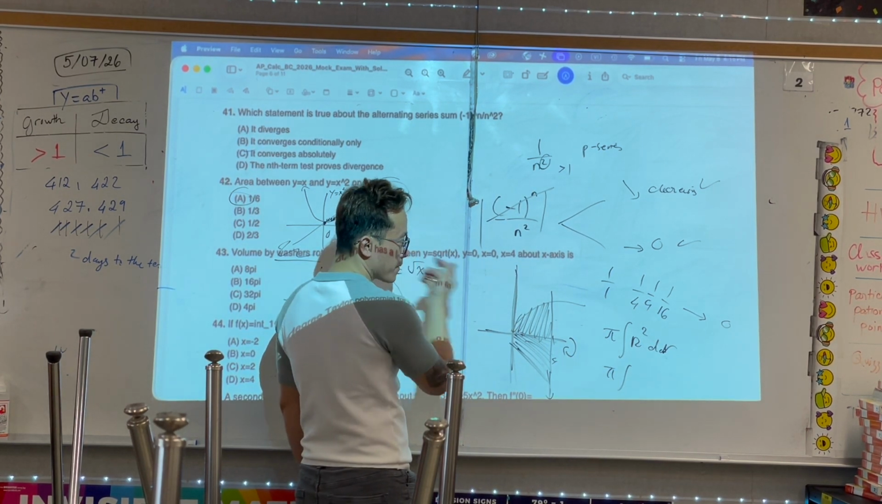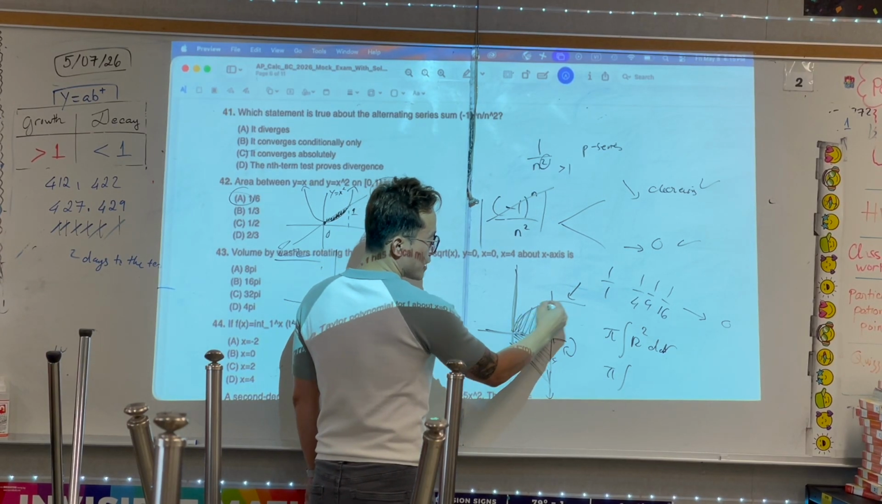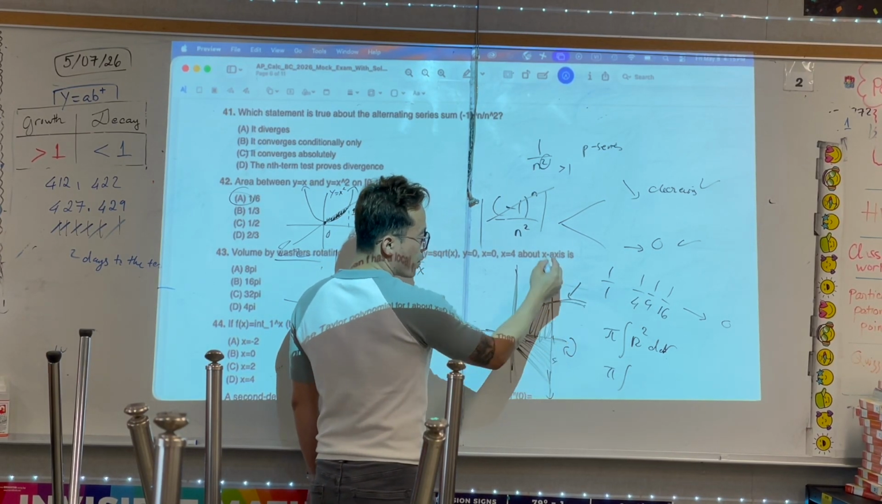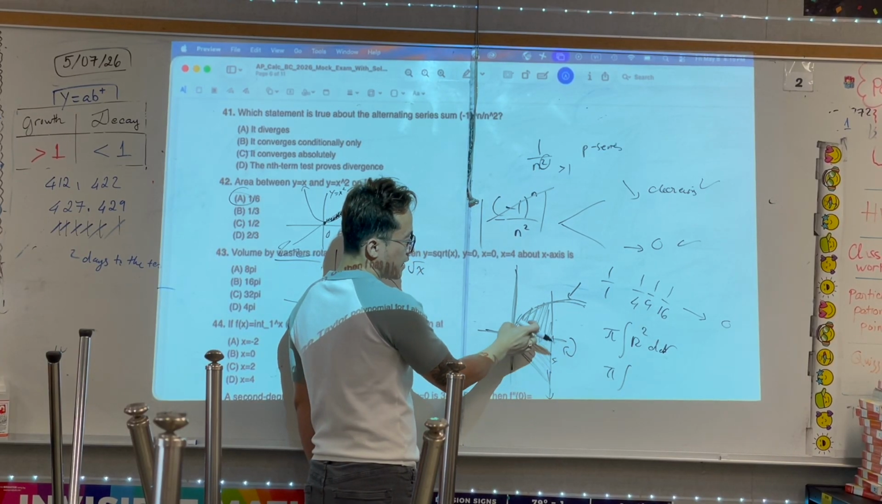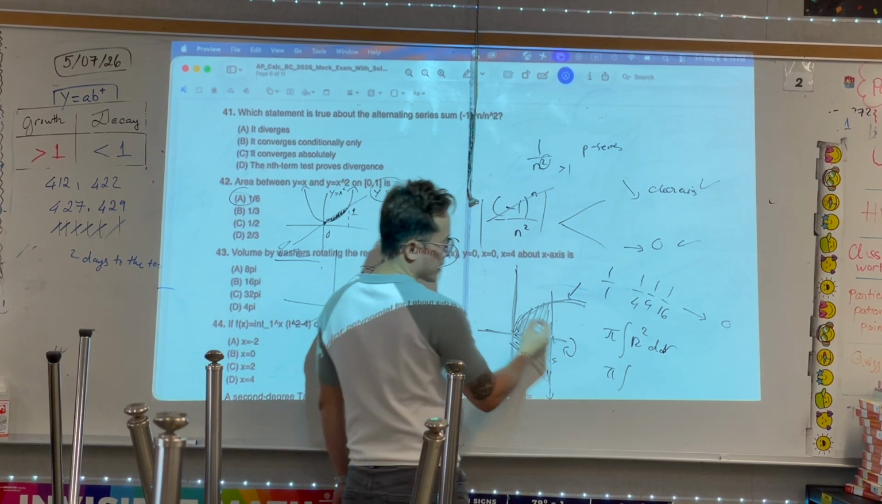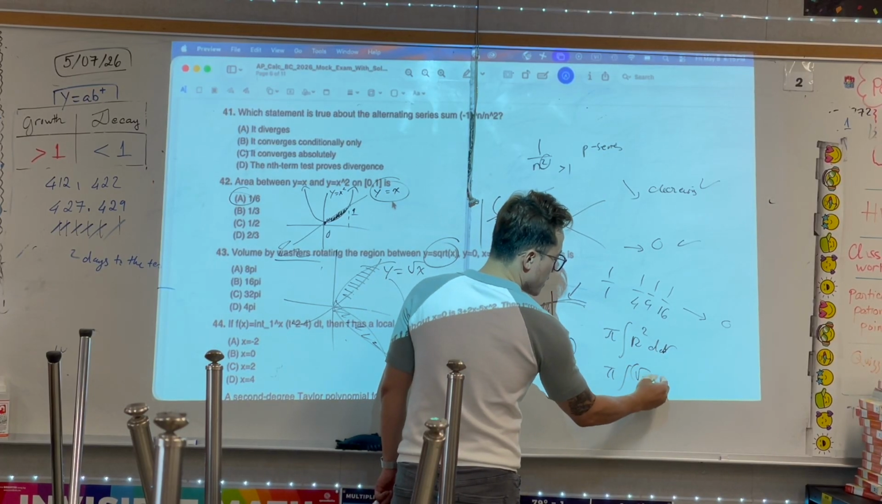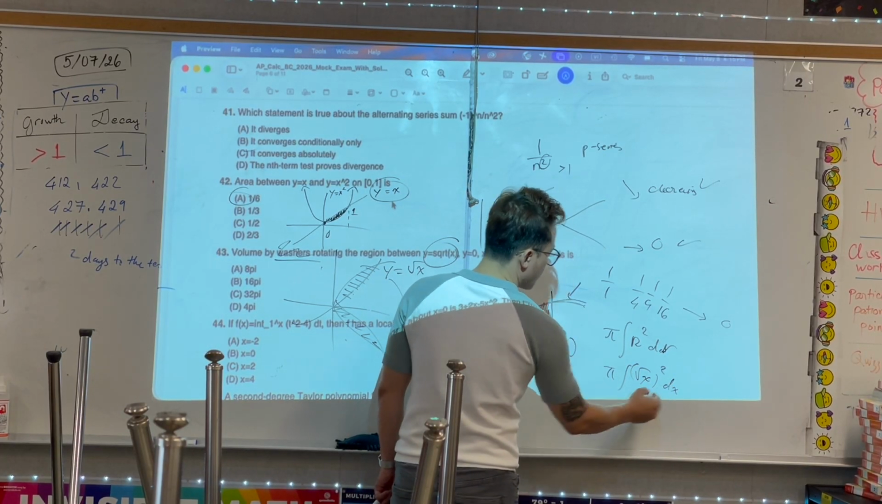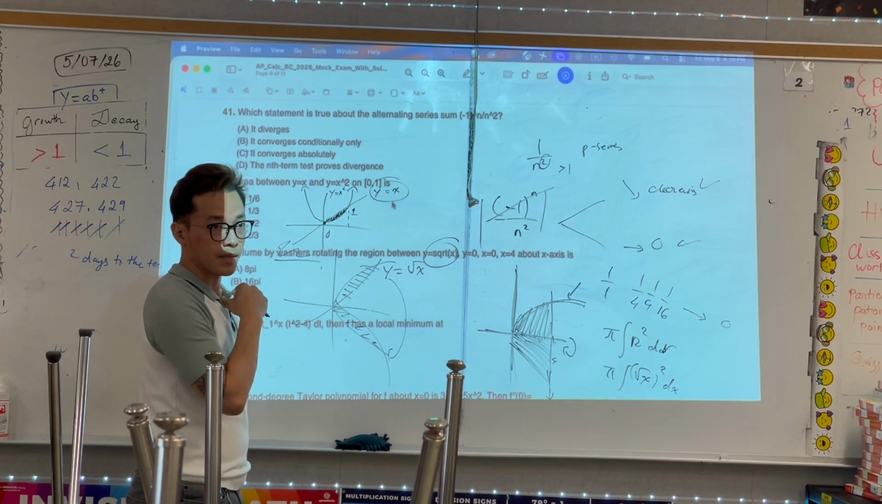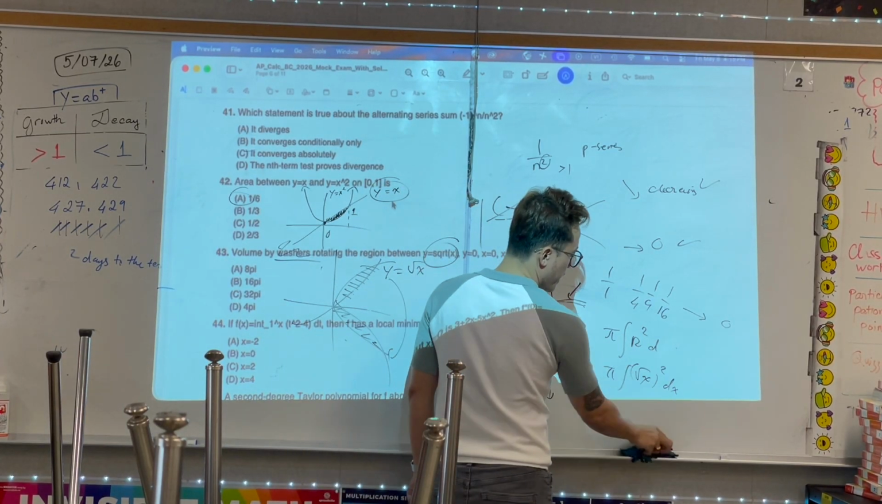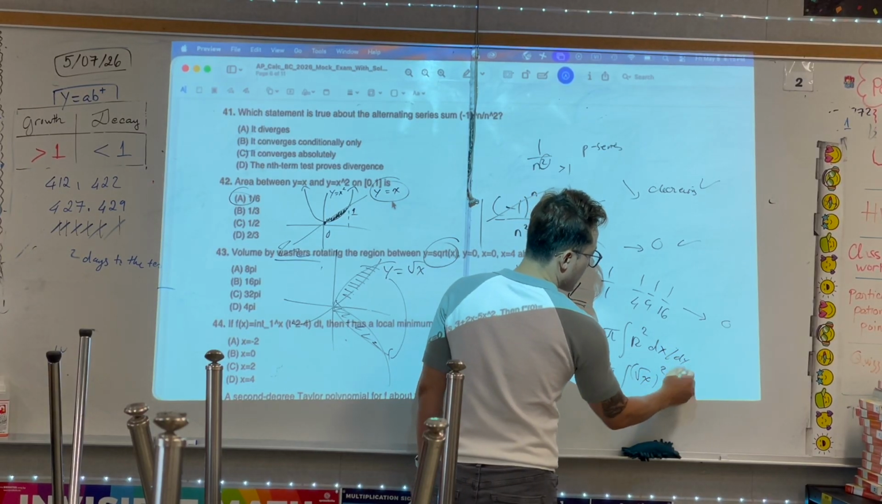What is the radius here? This is the radius. Remember, radius is the function minus the axis of rotation. So the function is square root of x. So square root of x squared dx. Is it r squared dx or dy? And then you plug it in.